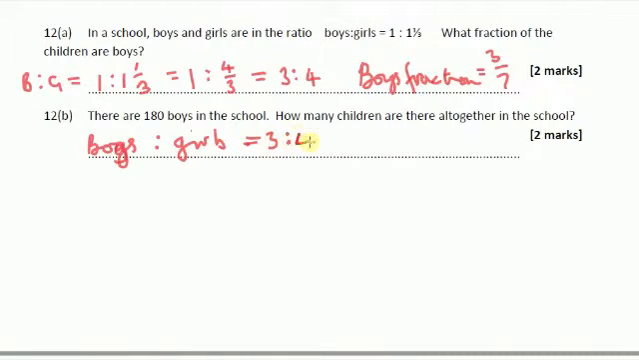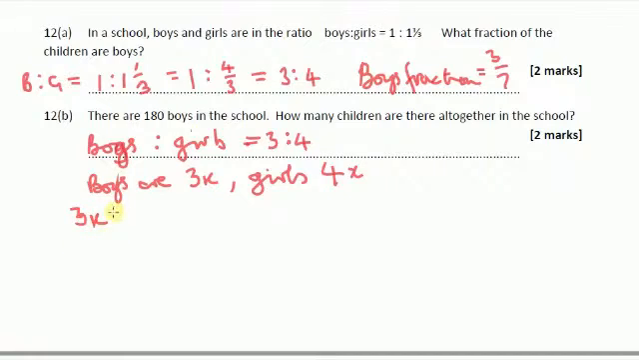3 to 4. So let's say the number of boys is 3x, and the girls 4x, for example. Then we know that there are 180 boys, so 3x equals 180. So x equals, divide by 3, 60.